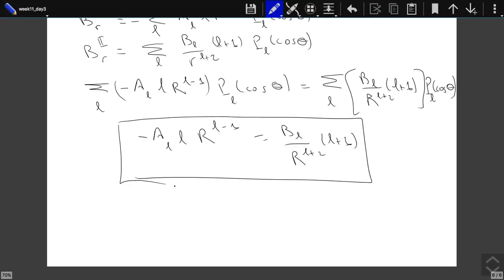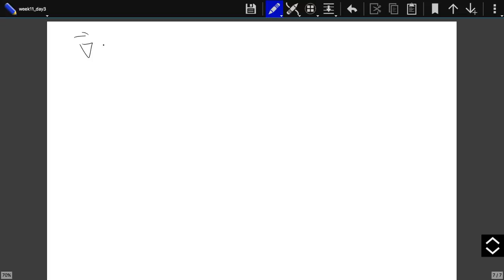Now we also have another property of B. B should satisfy the property that the curl of B should be equal to 4 pi mu_0 times J.